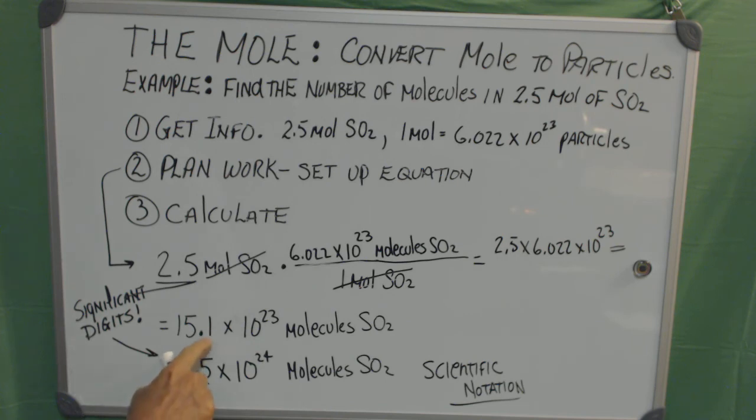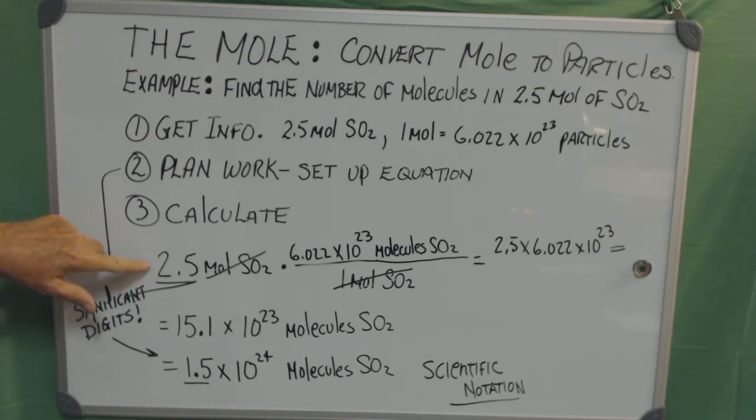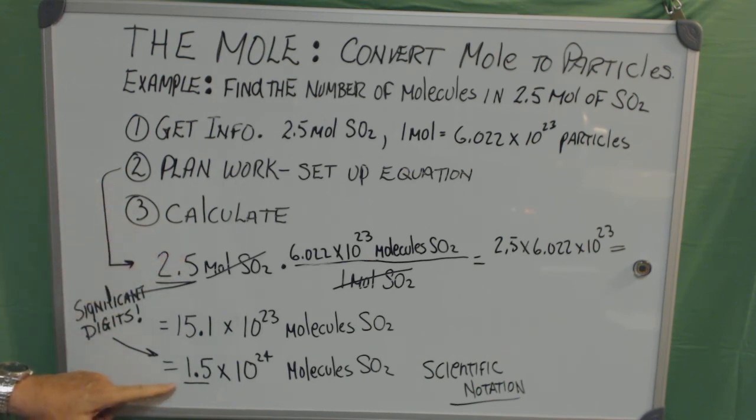And notice I dropped this to 1.5, two significant digits. If you look up at your original problem, one of the numbers has 2 significant digits, so I can only have 2 significant digits in my final answer. That's one that a lot of kids will overlook.